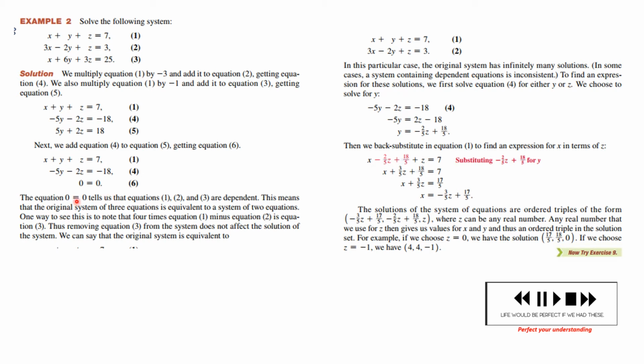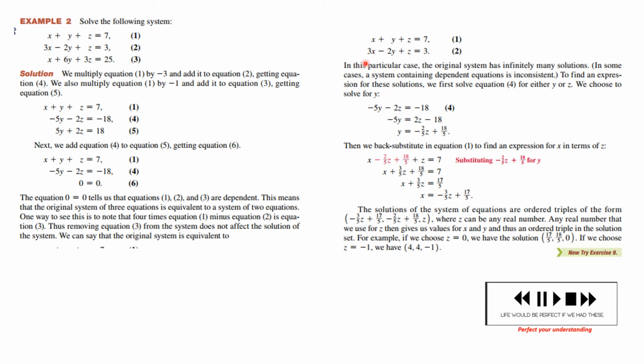Now, 0 equals 0 tells us that those three equations are dependent. This means that the original system of three equations is equivalent to a system of two equations. One way to see this is to note that 4 times the first equation minus equation 2 is equation 3. Okay, so that means that what we have is really just two equations, these two.